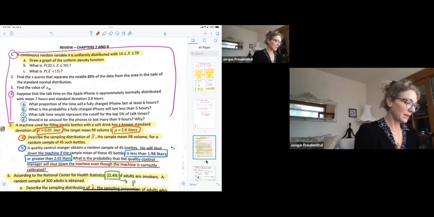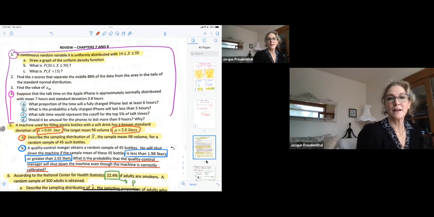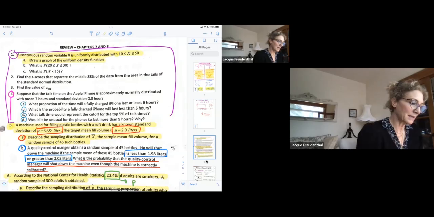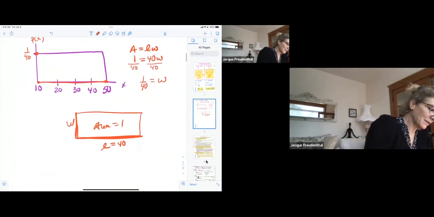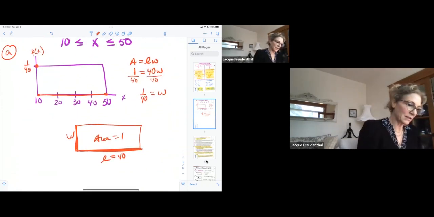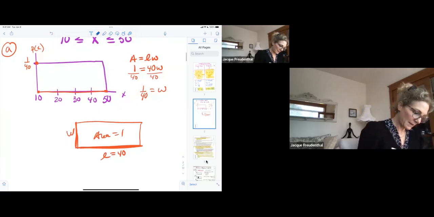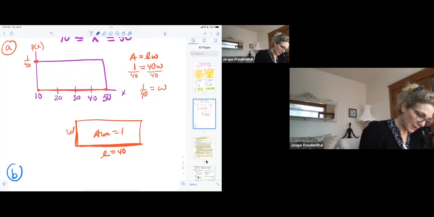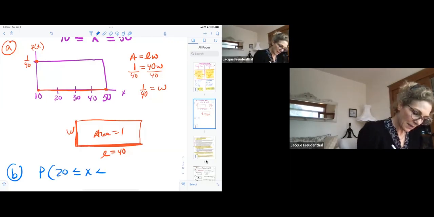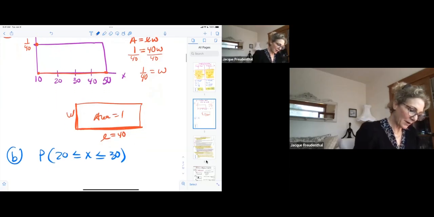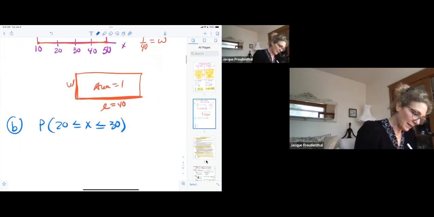Go back to the question. Draw a graph of the uniform density function. What is the probability that X is between 20 and 30? So we're reading that statement as, what is the probability that X is between 20 and 30? This was A, so there's the graph of my function. Part B says, what is the probability that X is between 20 and 30? I'm going to use this same graph. I'm going to redraw it down here.